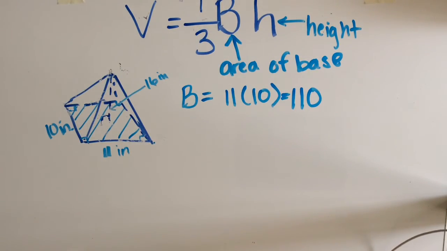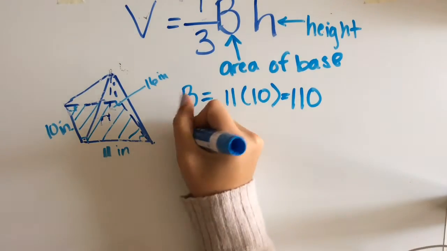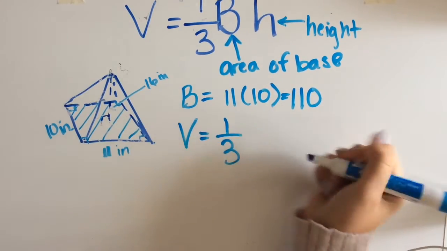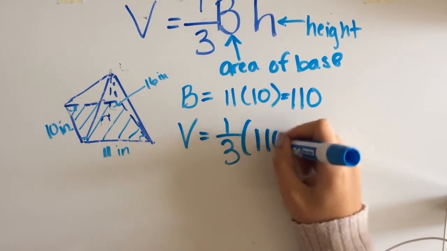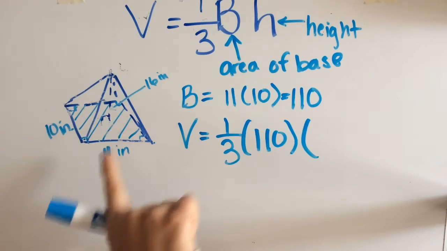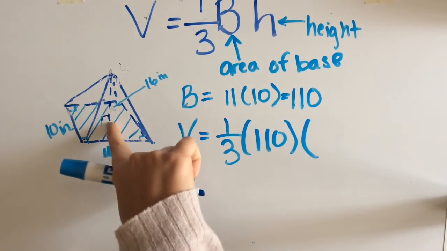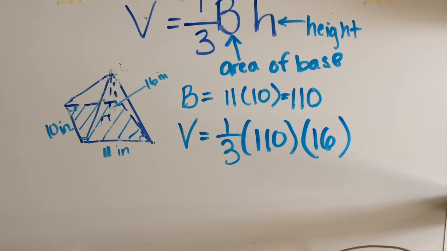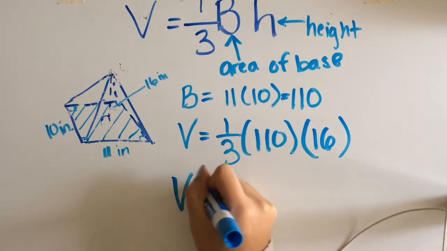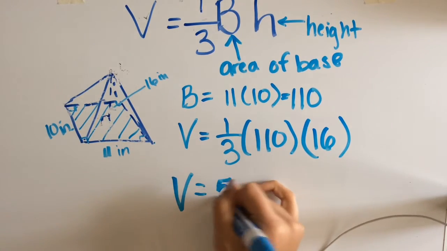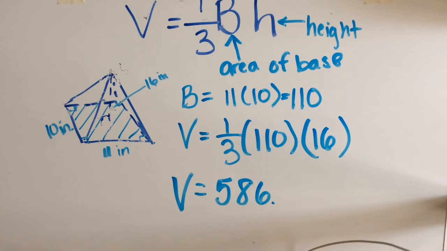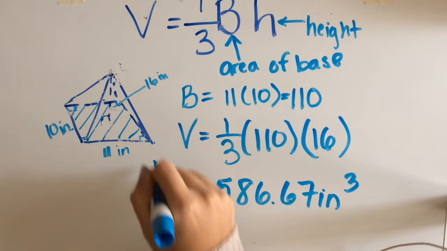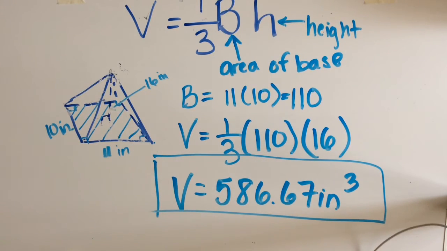So now we found our big B and we have our height, so now we can plug everything into our formula. The volume of this pyramid is equal to 1/3 times our big B, which we found is 110, times the height of our pyramid, which is the line that falls at 90 degrees with the base, so that is 16. If we multiply that out, that gives us a volume equal to 586.67 inches cubed. Okay, and that's it. That is how you find the volume of a pyramid.